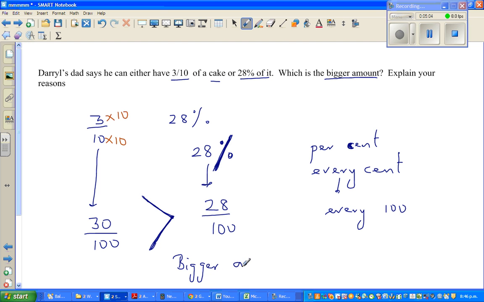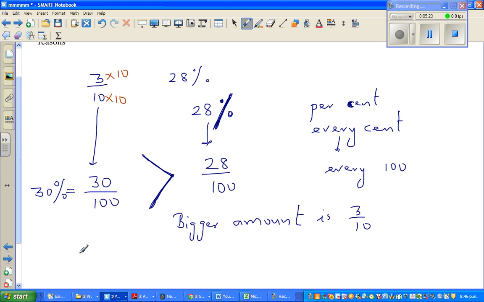is obviously, in other words, 3 out of 10, which is nothing but 30%. 30 out of 100 is 30%. The bigger amount is 3/10 because 3/10 is 30%.